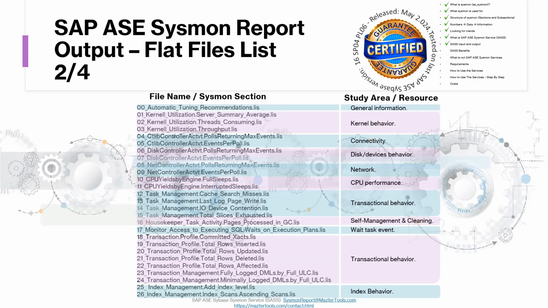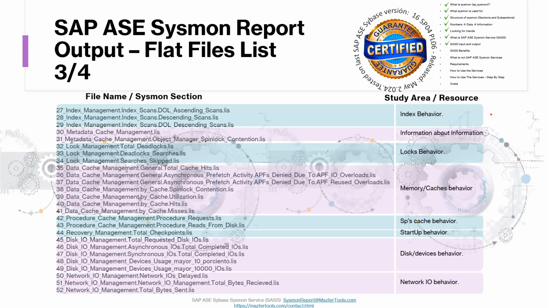The flat files that are delivered cover the most relevant items of SAP ASE Sybase behavior, including automatic recommendations, kernel behavior, connectivity, disk and network behavior, CPU performance, transactional behavior, self-cleaning, wait event studies, transactional behavior and indexes. In addition, we will also find metadata, information about information, behavior of locks, memory and caches, special caches such as procedures, performance in time to start SAP ASE Sybase, behavior of disks and/or database devices and network I/O.